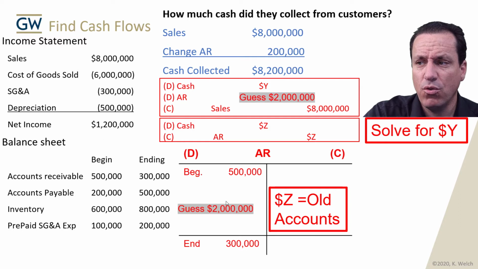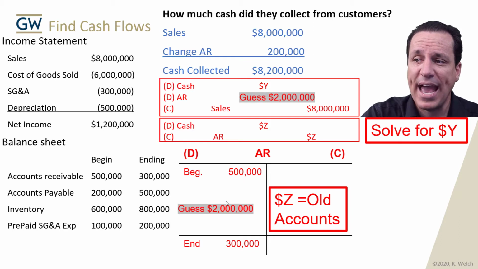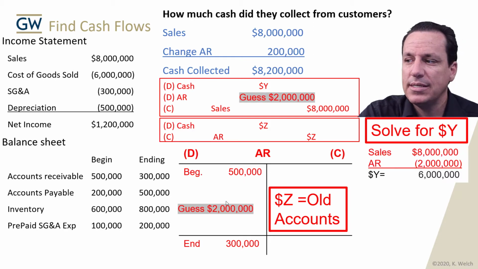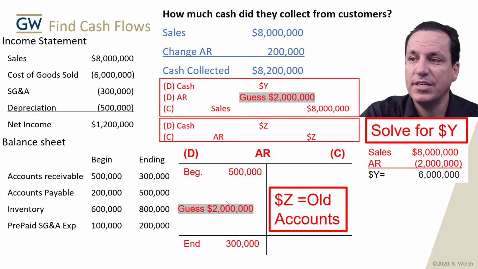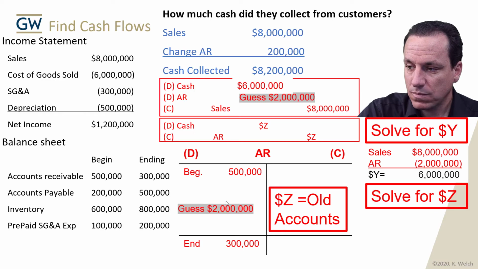We have sales being credited for 8 million, accounts receivable being debited for 2 million. This means by default, the cash collected under this assumption is 6 million. So cash collected is going to be 6 million for Y. Okay, so cash equals 6 million for Y. We put 6 million up here as our debit for cash. So we have some of that cash. All right, so we have that, but we still need to solve for Z. So let's solve for Z.